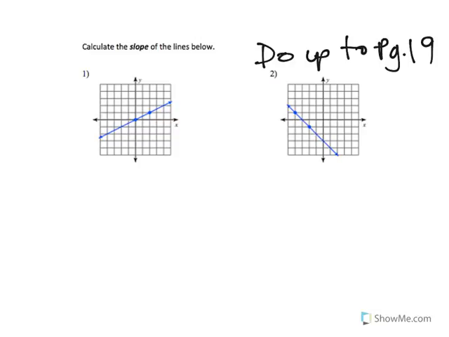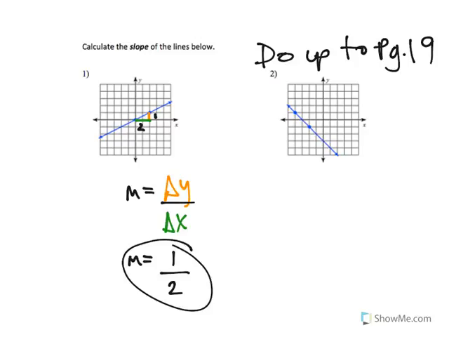We do the change in y over the change in x. Slope is the change in y over the change in x. On this one, the change in y was 1, and the change in x was 2. I substitute 1 over 2. The slope of this line is 1/2. I do the same thing on this one here. Slope equals the change in y over the change in x.